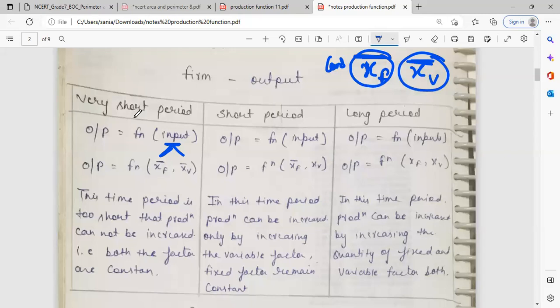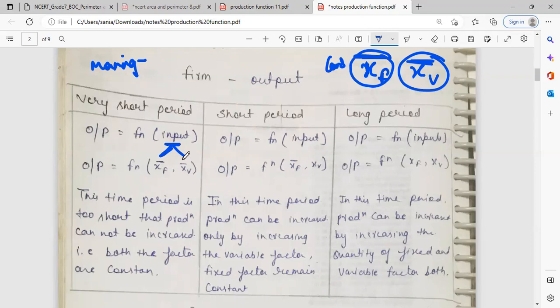So what happens in a very short period of time? For example, today you have your wedding, and in the morning itself I tell you that 20 people will come. This is a very short period of time. Output depends on input, but here you cannot change the fixed factor as well as the variable factor. From morning itself the function starts and everything is well arranged. Now suddenly somebody tells you that 20 people are coming. It's not easy for you to change everything. So you cannot change the fixed factor or the variable factor. That's why there's a bar over both.